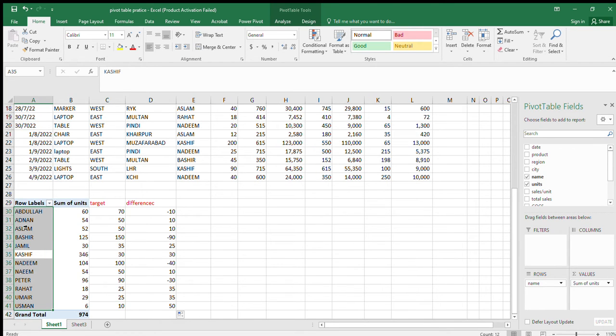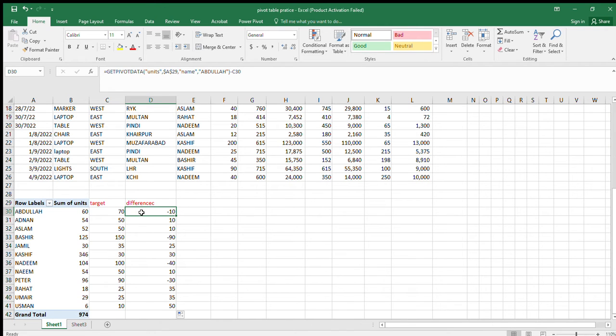Mr. Abdullah, Mr. Adnan, Aslam, Jamil, Mr. Peter, all have sold units in their respective areas of the country. Let's suppose that they had this target. We have written it manually here. The targets were given to Mr. Abdullah. He sold 60 units and the target was 70. He is in minus 10.